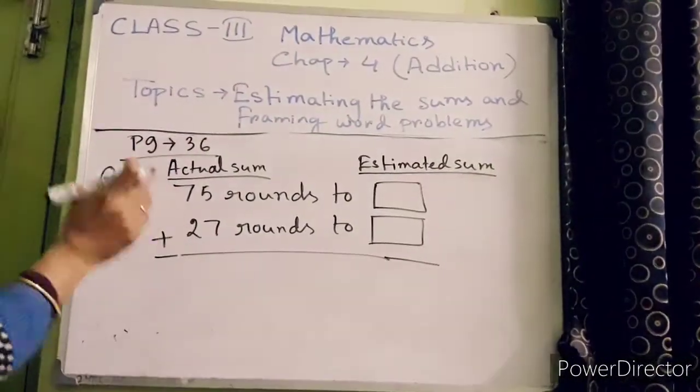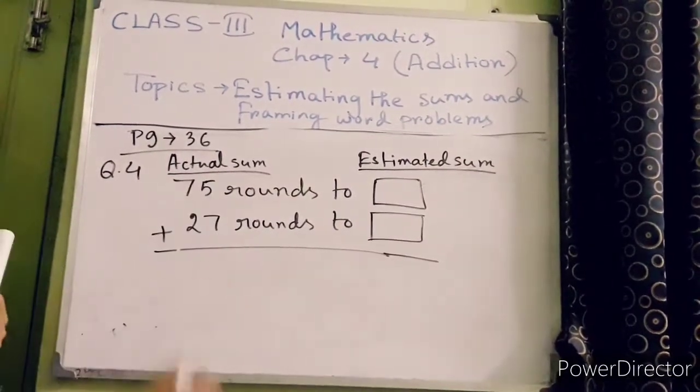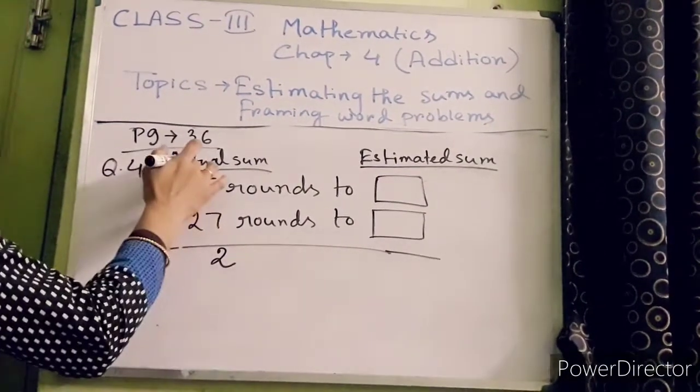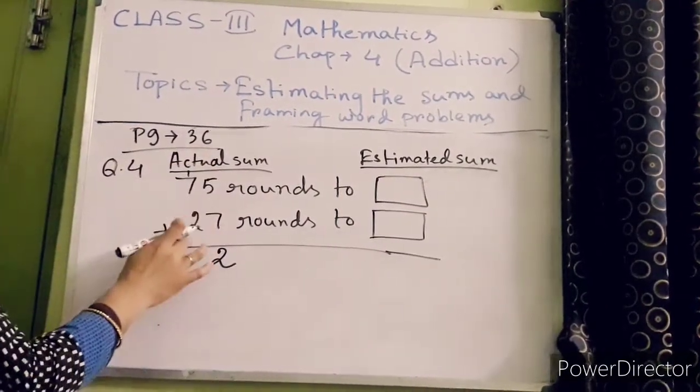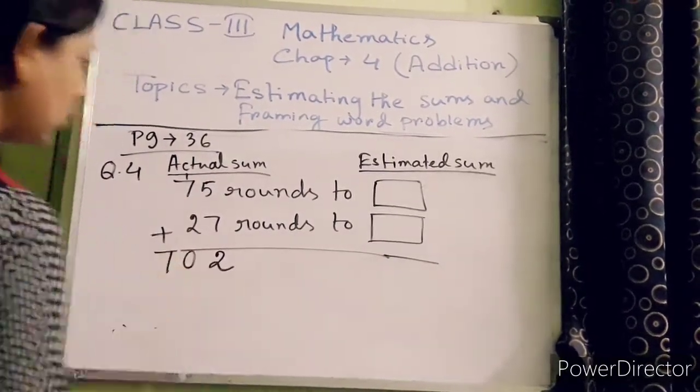Okay. Now first you find the actual sum of these two numbers. 5 plus 7, 12. So write 2 here and put 1 on 7. Okay. 7 plus 2, 9. 9 plus 1, 10. 102.